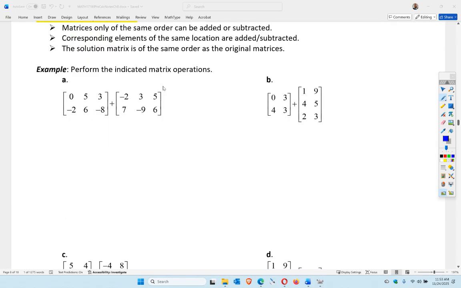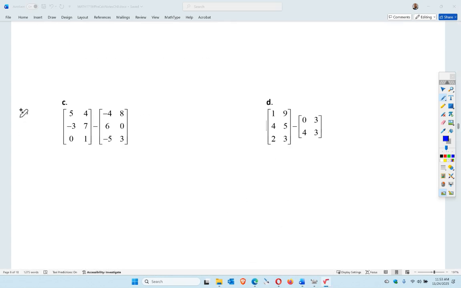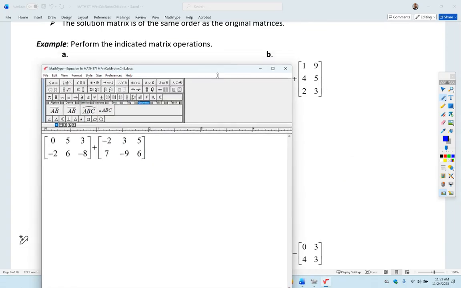So addition and subtraction, they must be the same order. And you just add or subtract the corresponding elements, essentially, right? So we take this one right here. Come on, clickety-click. Well, I can't click it. Am I freezing? I'm freezing, that's why. Okay, oh, it's on the other screen. There we go. Shrink that down.